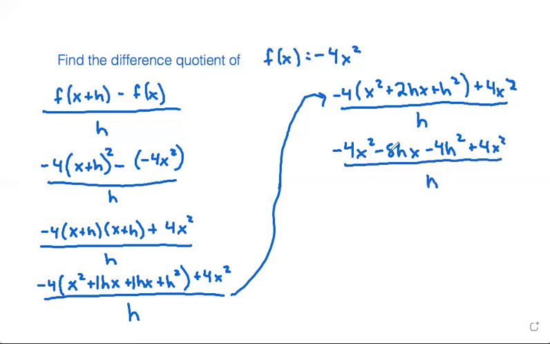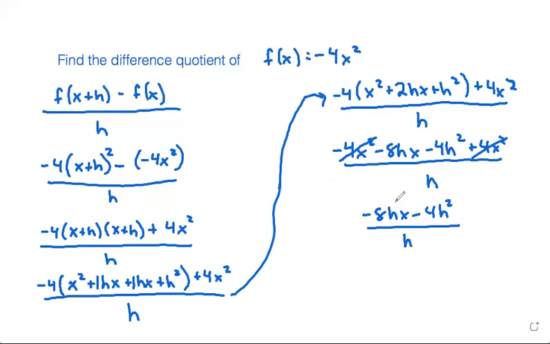Okay, now from here I have an x squared term with a negative 4 coefficient, and then another x squared term with a positive 4 coefficient. So these two terms can cancel, and it leaves me with negative 8hx minus 4h squared all over h.